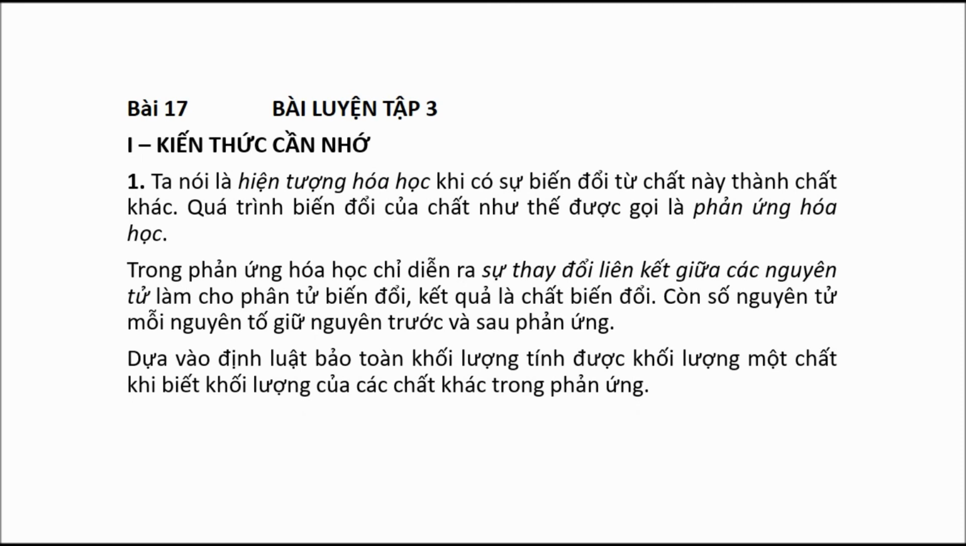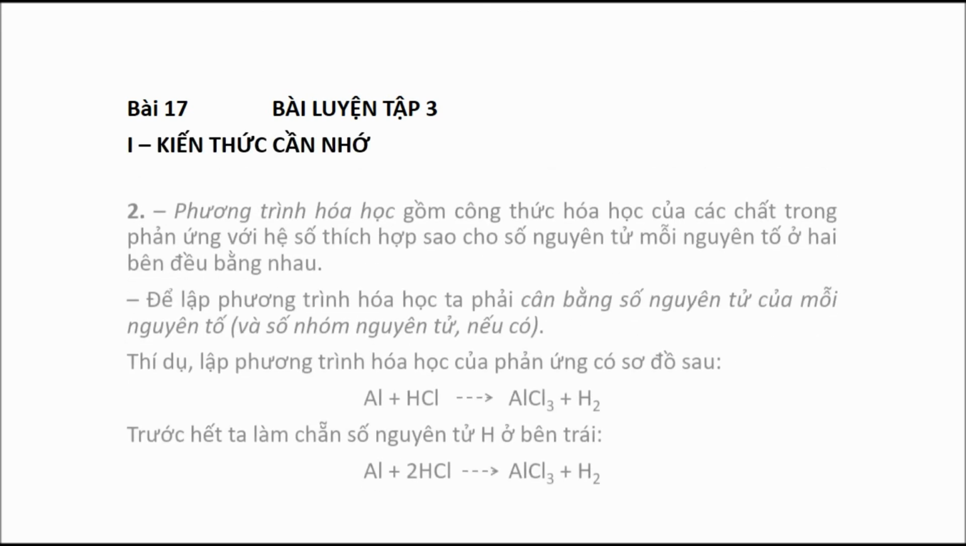In chemical reactions, there is only the change of bonds between atoms, leading to the change of molecules and resulting in the change of substances. But the number of atoms of each element before and after the reaction still remains the same. Based on the law of conservation of mass, the mass of a substance can be calculated when the mass of other substances in the reaction is known.